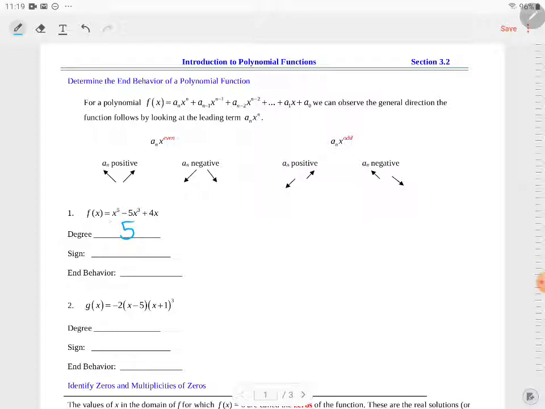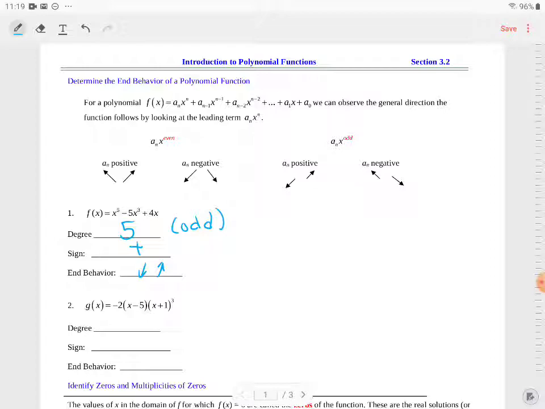The sign in front of the x to the 5th is positive. 5 is an odd number. So if you look above, when the ax to the n is odd, notice the arrows point in opposite directions. So the opposite of a positive is negative. The opposite of a negative is positive. That's your end behavior. What does the graph look like at the very end of the graph?